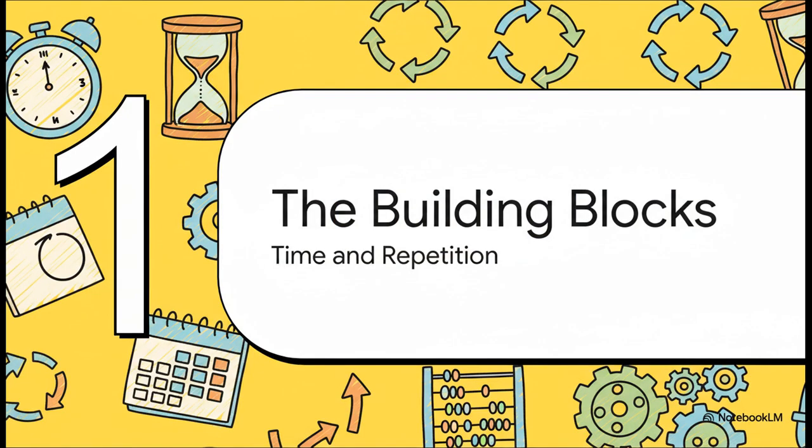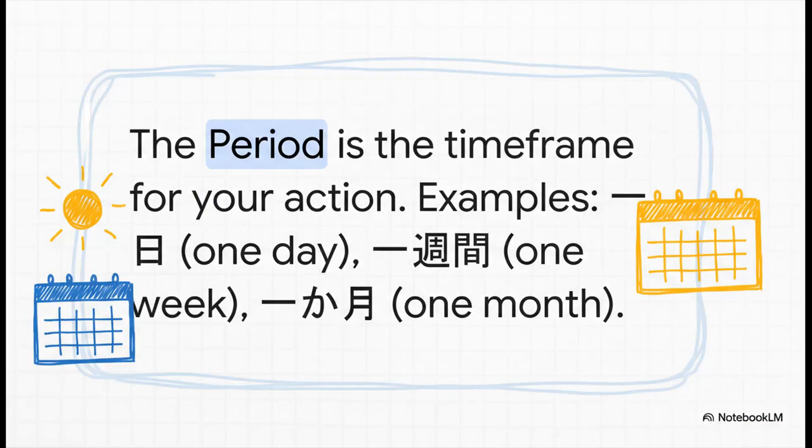Okay, so to build these kinds of sentences, you really only need two key pieces of vocabulary. It's like having two building blocks. First, we need to talk about a period of time, and second, we need to count how many times something happens within that time. Let's look at each one. So the first piece of the puzzle is just the time frame. This could be one day, which is ichinichi, or a whole week, isshukan, or even a month, which is ikkagetsu. This basically sets the container for our action.